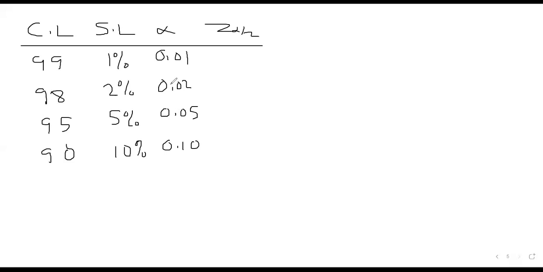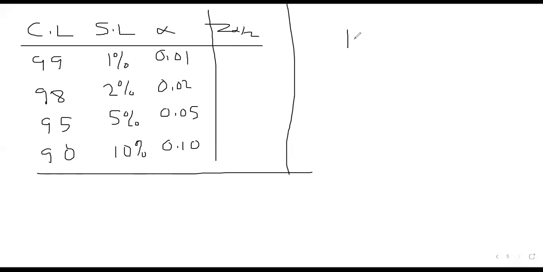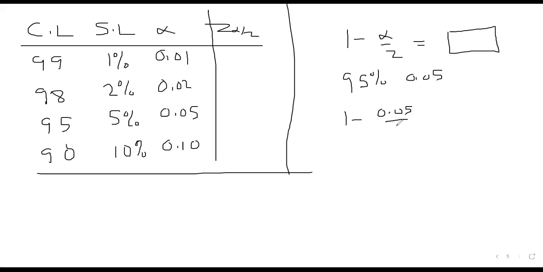Now, how then do we calculate the Z values? This is where the song comes in. The Z songs are done as follows. You just say 1 minus alpha over 2, and you find the Z value, which you read from inside the table. Let's start with 95%, for instance. My alpha at 95% is 0.05. So it's simply 1 minus 0.05 divided by 2, which gives 0.975.